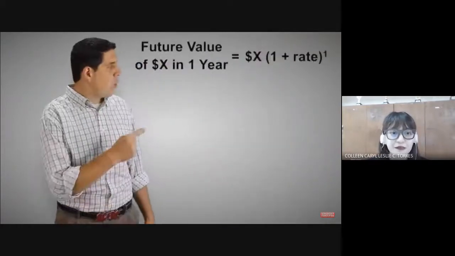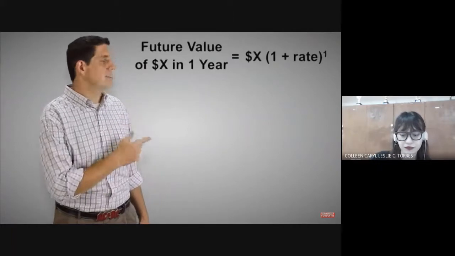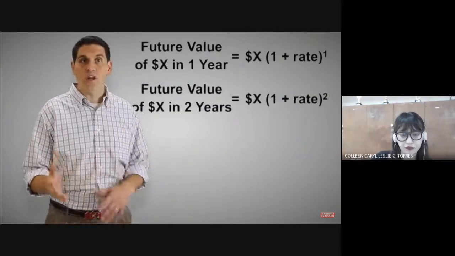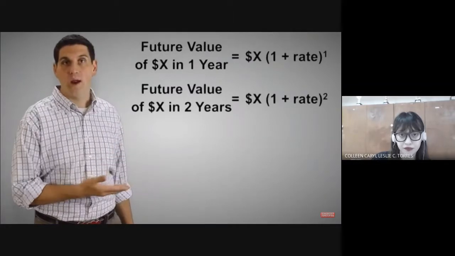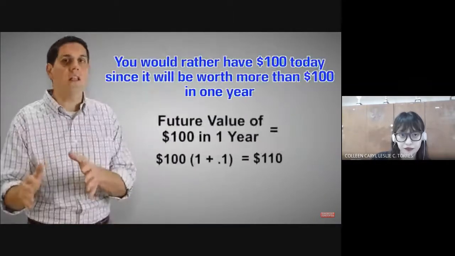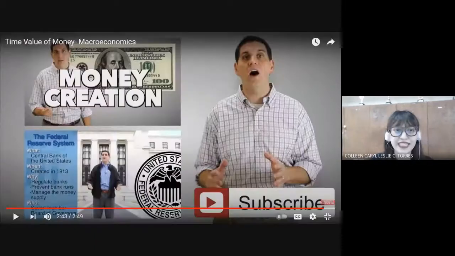The future value of some quantity of money is the quantity of that money today times 1 plus the interest rate. To figure it out for 2 years, it would look like this. The quantity of that money times 1 plus the interest rate squared. And for 3 years, it would be cubed. Clearly, you'd rather have $100 today than $100 a year from now.